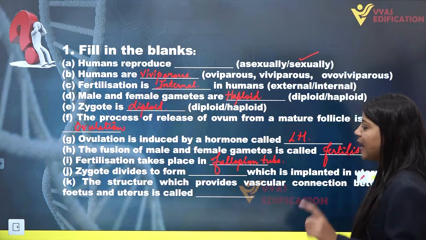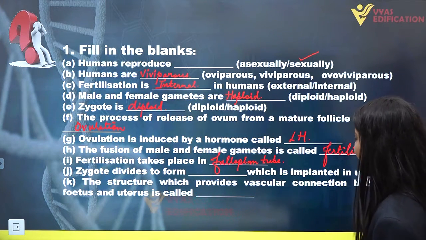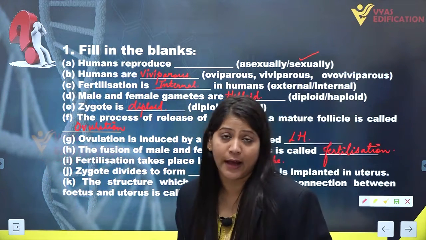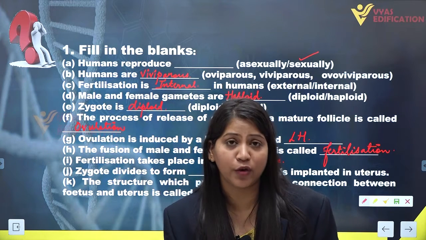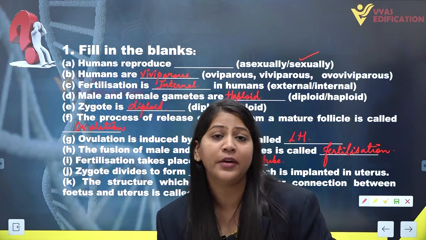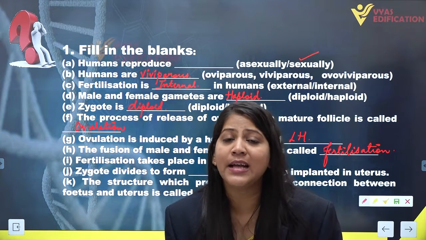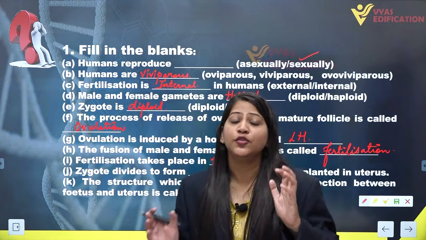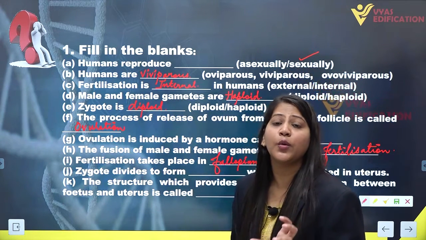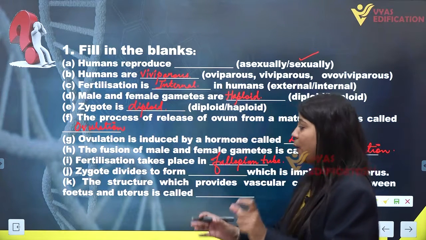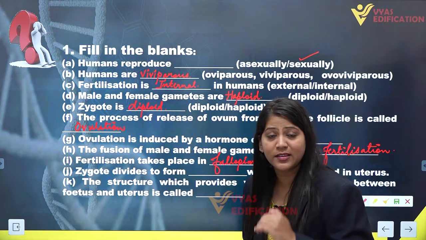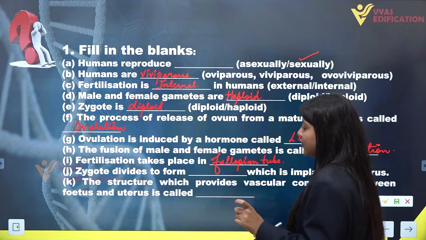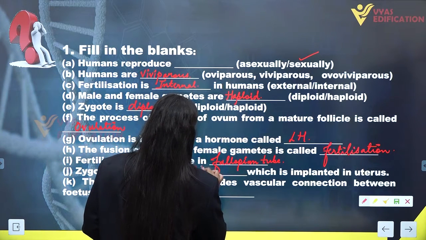Next we have: zygote divides to form dash, which is implanted in uterus. After the formation of zygote, a diploid structure formed with the fusion of female and male gamete, this zygote divides mitotically and undergoes change to form a new structure known as embryo. But the structure that is going to be implanted in the uterine wall of a female is actually known as blastocyst.